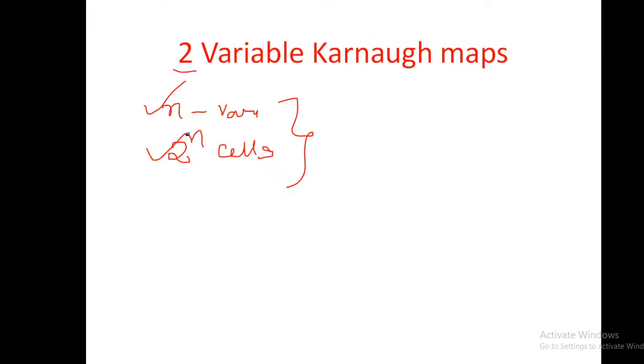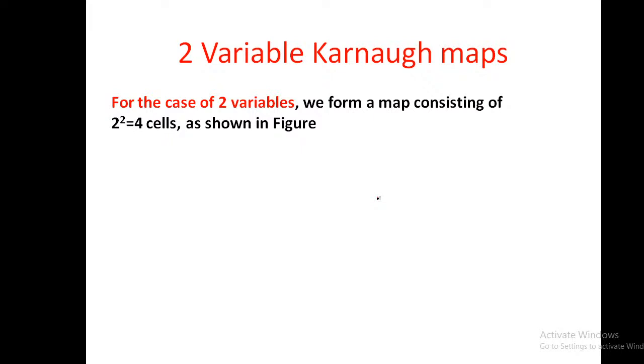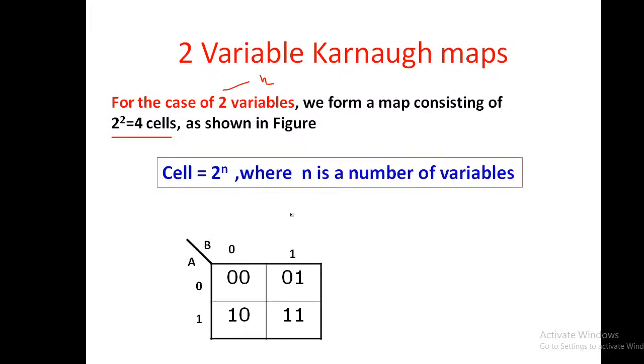Now, if I erase all these things, I can check for a 2 variable KMap, n equal to 2, right? So definitely how many cells will be there? 2 to the power 2, that is 4 cells. Now what will be the structure of the KMap? I am telling you slowly, I am not rushing all this time.